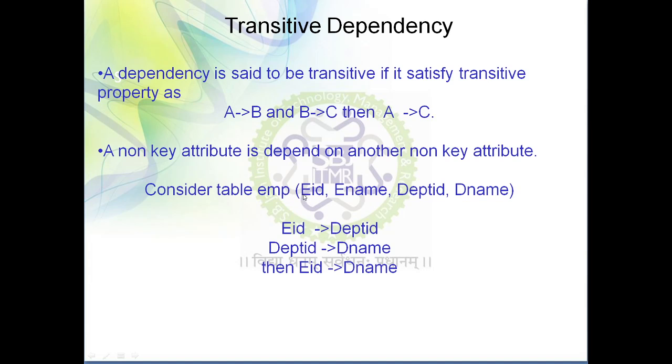Suppose again I have an employee table: employee ID, name, department ID and department name. So in this case, can I say there exists a transitive dependency? To understand transitive dependency, one non-key attribute should find the value of another non-key attribute. It means you need to check whether the transitive property exists or not. But again I am giving you another tip to identify whether transitive dependency exists in the table or not. So what is that? You need to identify whether one non-key attribute is finding the value of another non-key attribute or not.